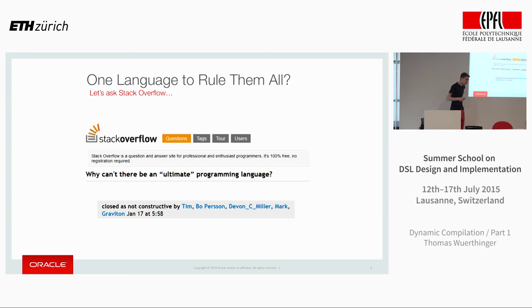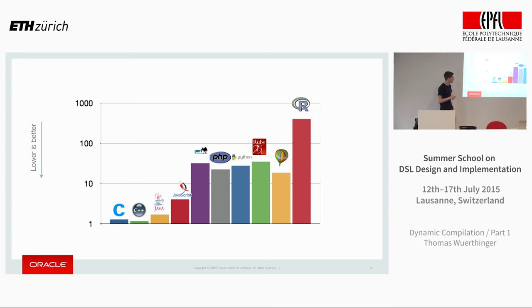So we also believe that there cannot be one programming language to rule them all, but there should be multiple languages and you select the language for the task, right? And of course, as part of the DSL summer school, I think there should be even more languages than normal languages, also DSLs, added to the mix here, right? And as it turns out, languages have very different performance characteristics.